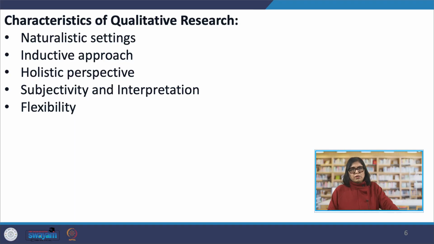Characteristics of qualitative research: several key characteristics distinguish qualitative research from other types of research such as quantitative research. Now, first is naturalistic settings. Qualitative researchers collect data in the real world settings where the phenomena of interest occur rather than in controlled laboratory environments. This allows researchers to observe and understand the participants' behavior, experience, and social interaction in their natural context.